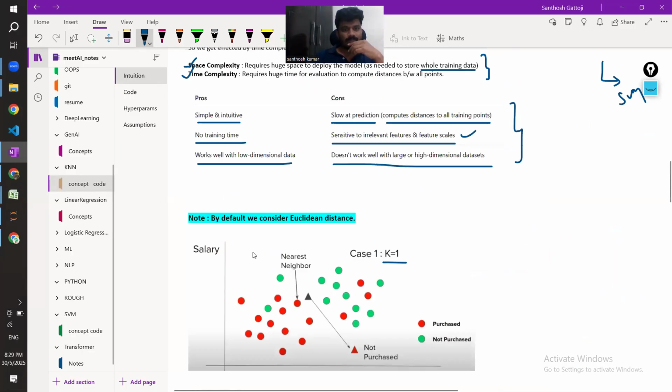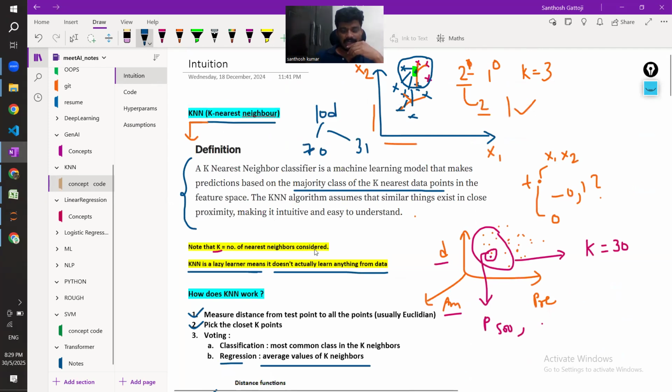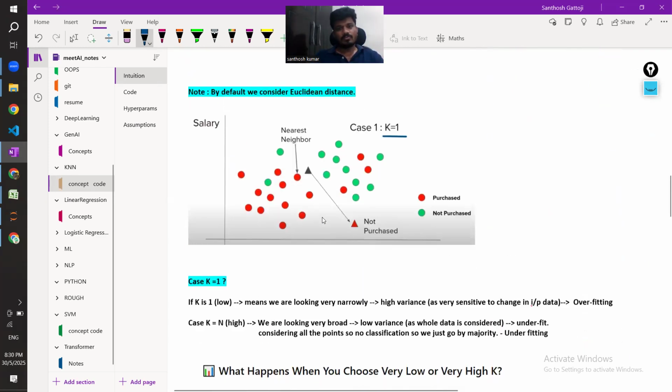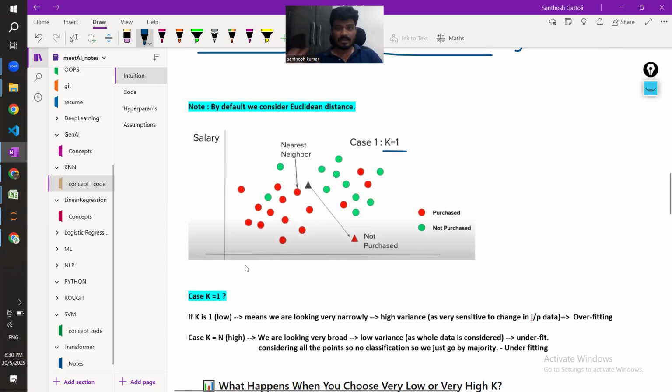Fine. So we have seen the basic idea and we understood the value of K. One more point we'll see is what happens if we take a very low K value and what happens with a high value. If you are using a very low K value, the lowest K value possible is 1. Can you tell me what the highest K value is?